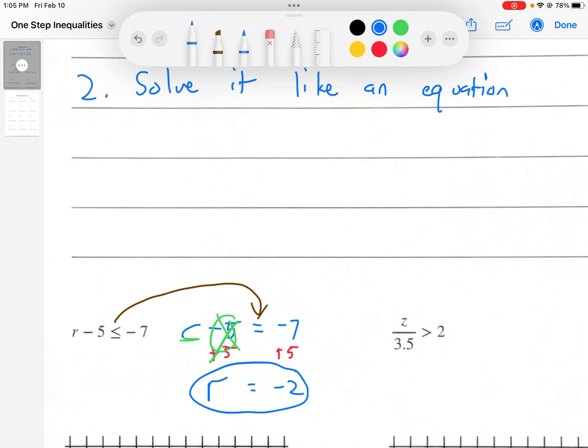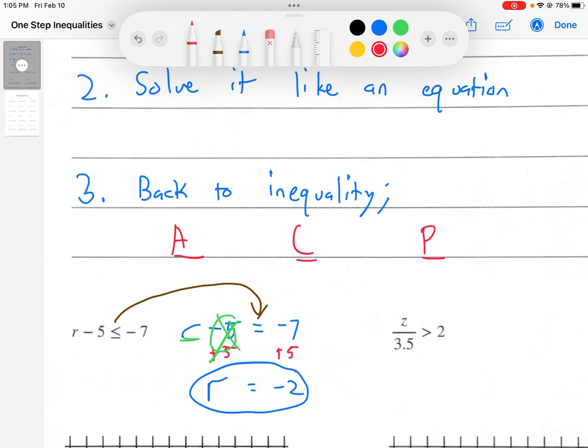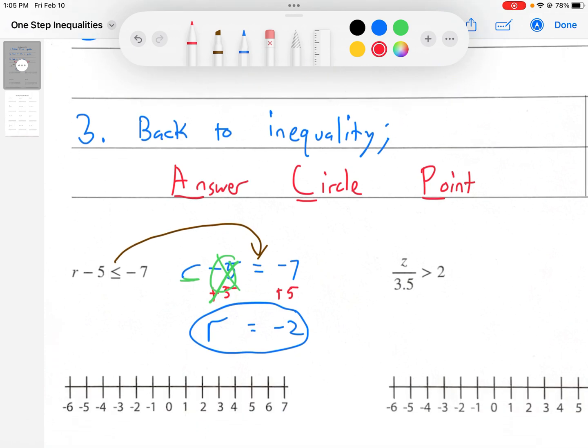And then my last step is I need to go back to treating it like an inequality. And then I think it will be yesterday that I'll have taught y'all ACP. Answer, circle, point. Named, of course, after my favorite thing to order at Mexican restaurants, arroz con pollo. So answer, circle, point. I'm going to just put my inequality sign back onto this equation.